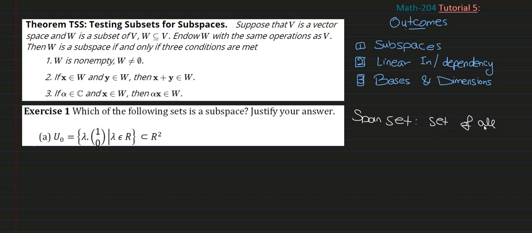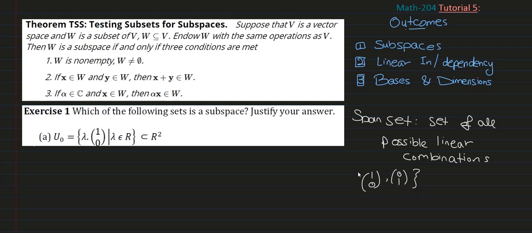of all possible linear combinations. And we said that we can have two vectors like (1, 0) and (0, 1). And if you are discussing the span set of these two vectors, it means that we need all possible linear combinations.